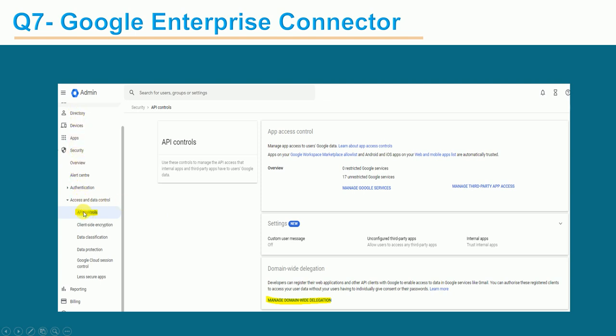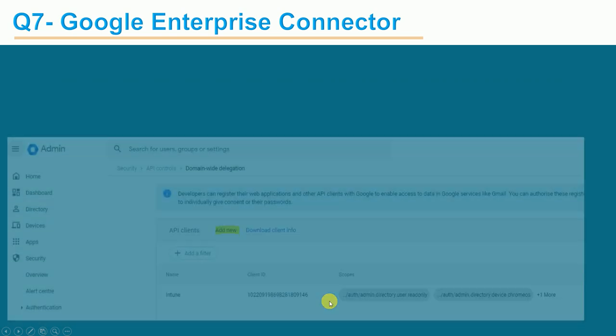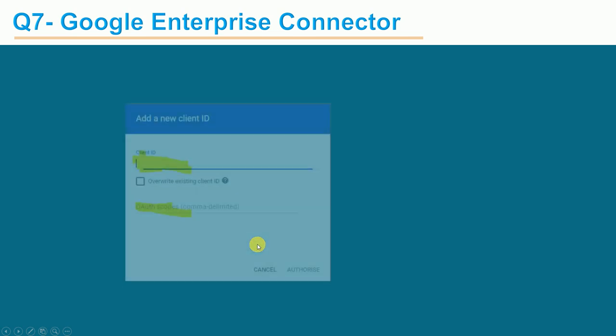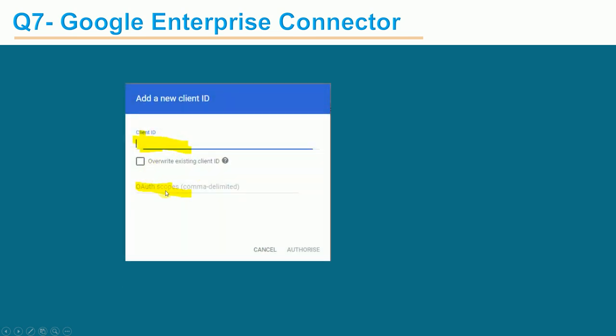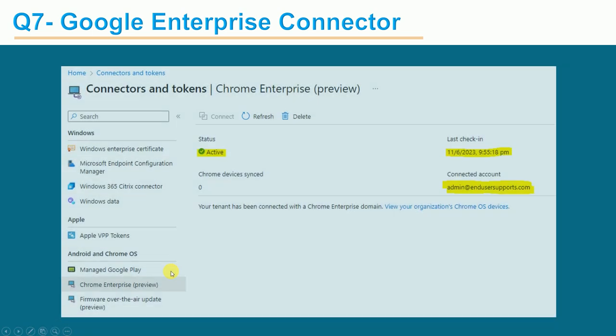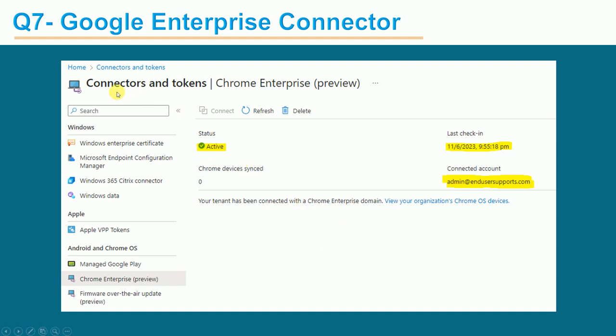Go to security, go to API controls, and then go to managed domain-wide delegation, and then you can enter your details. Once you are here, click on add new, and put in your details like the client ID and the auth ID which you noted, and then click on authorize. Once you click on authorize, you will get these entries here, and after you've done all these steps, your connector will be connected successfully to Intune.